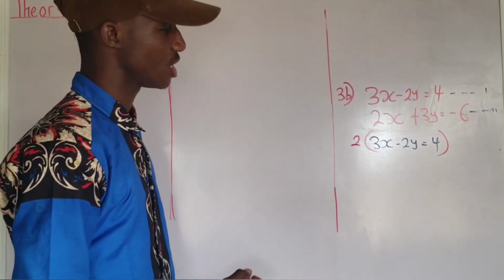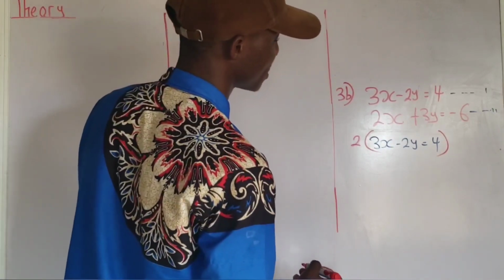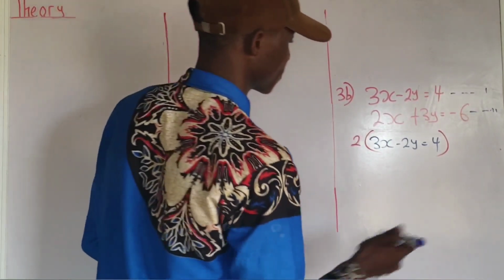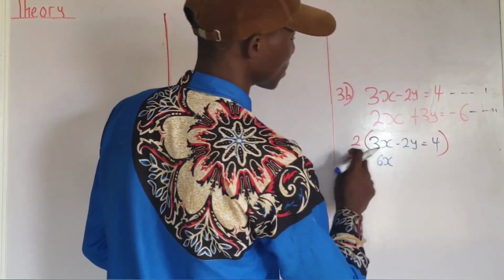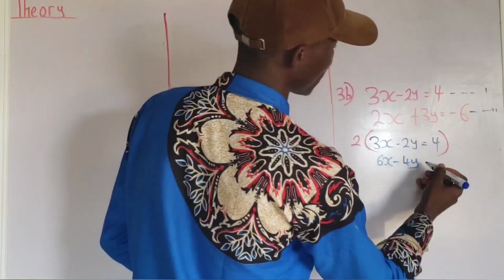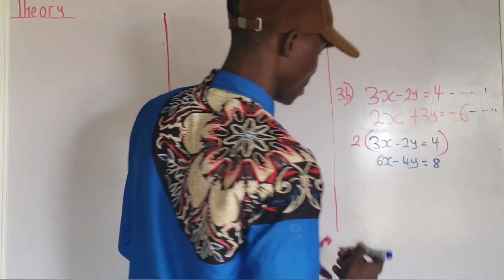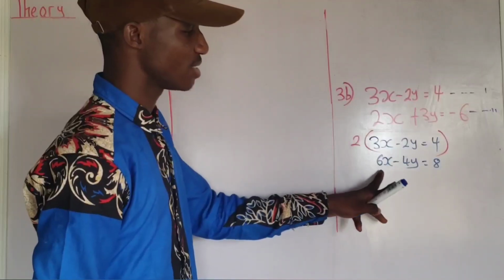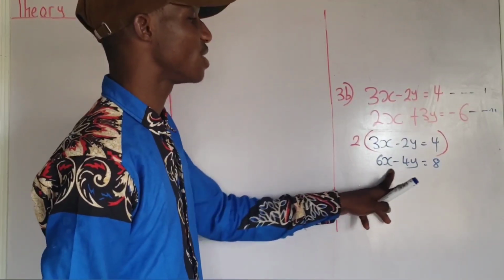So I'm going to have 2 times 3x, that is 6x. 2 times negative 2y is negative 4y. 2 times 4 is 8. You can see that the coefficient of x now is 6x.